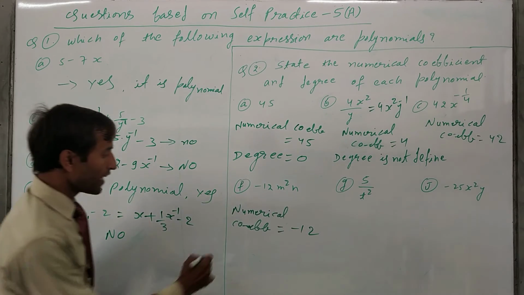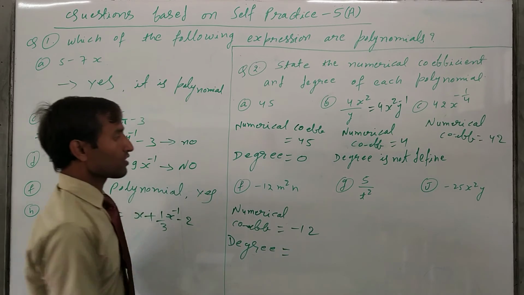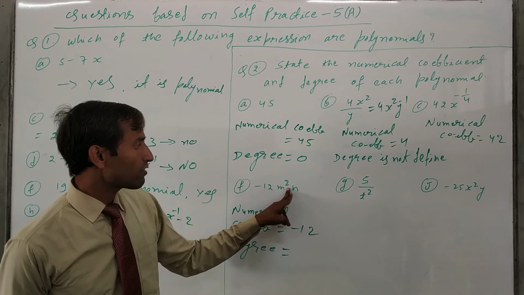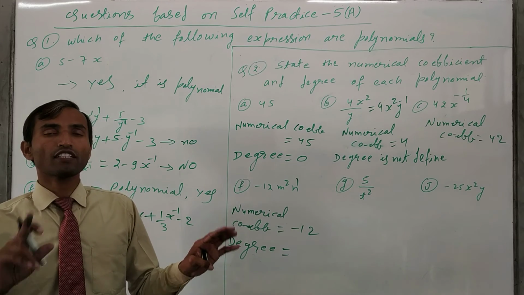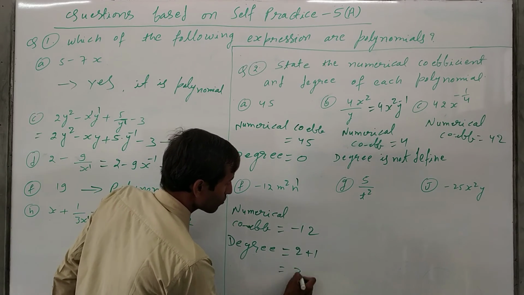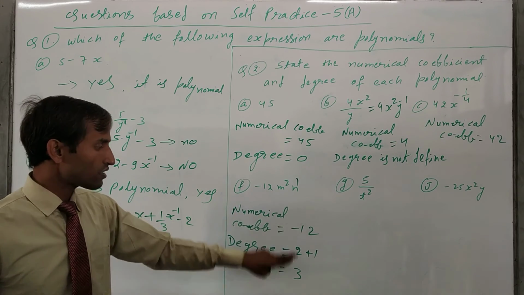And now we have to find the degree. Degree is the whole variable power. This variable has power 2 and this one has nothing, which means 1. If two variables are there, just add both the powers, and that will be the degree. So 2 plus 1, degree is equal to 3. So the degree of this polynomial is 3.